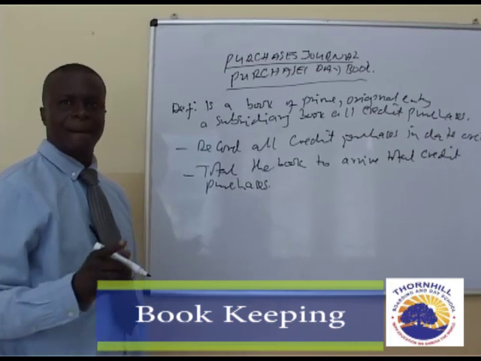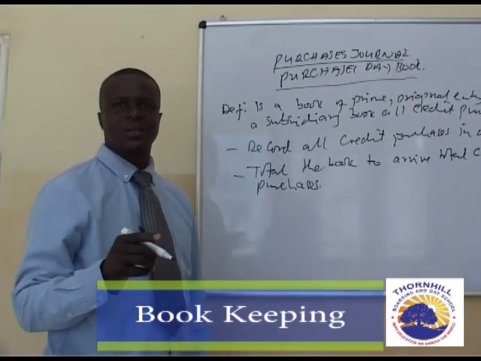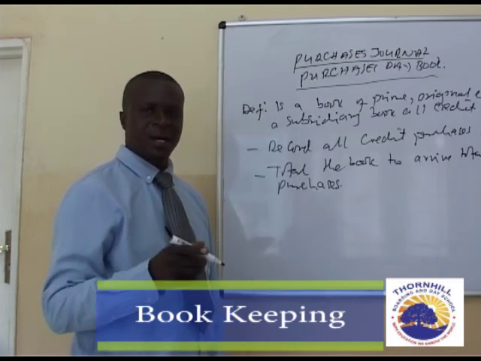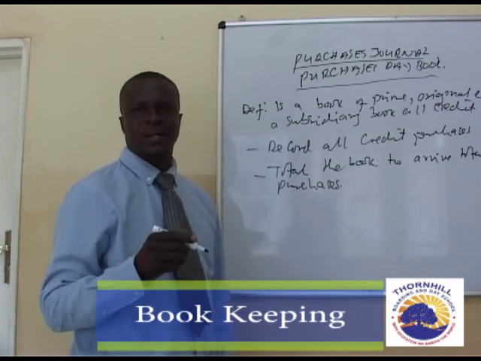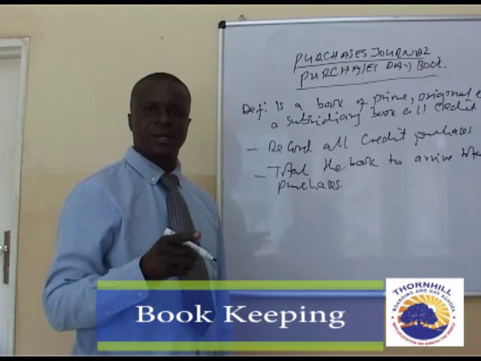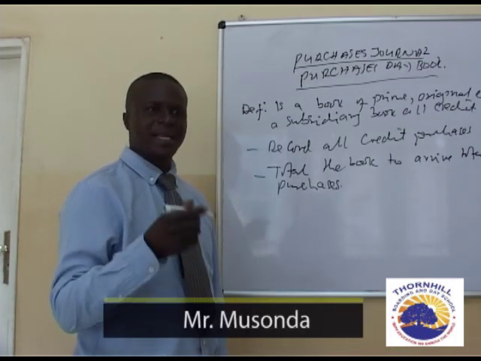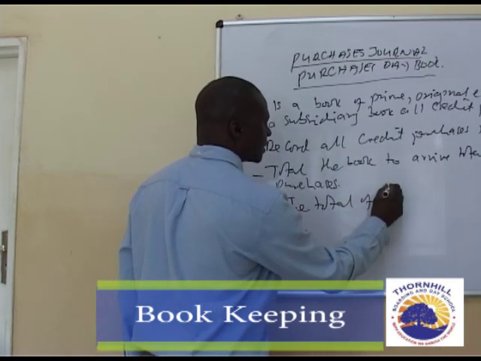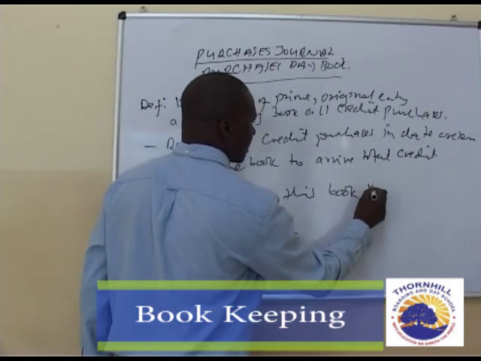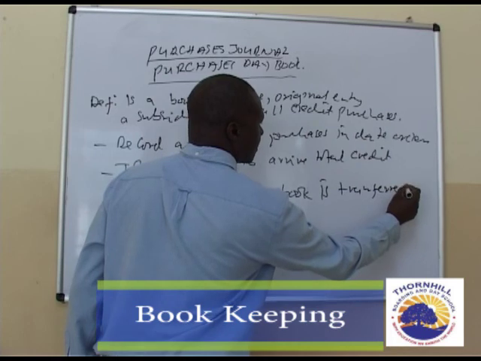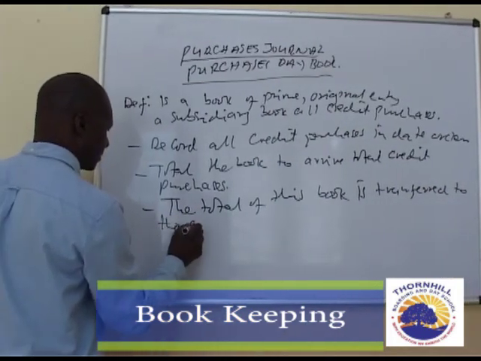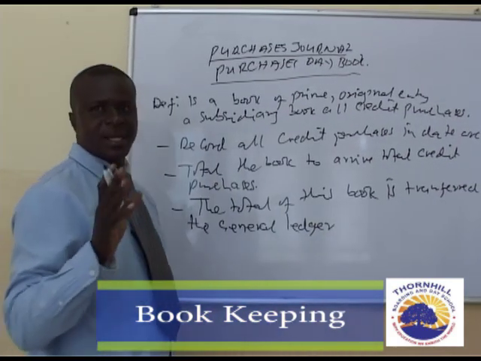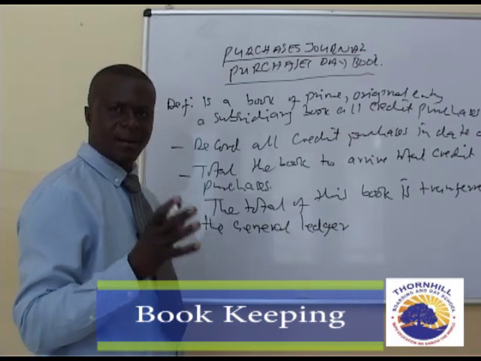That's the total. Now this total must be transferred to the general ledger, in an account called Purchases account. This account must be debited because it is receiving the goods. We buy goods, so this account is receiving goods. So it's debit the receiver. The total of this book is transferred to the general ledger, and is posted, as I said, in an account known as purchases account. And this account must be debited.